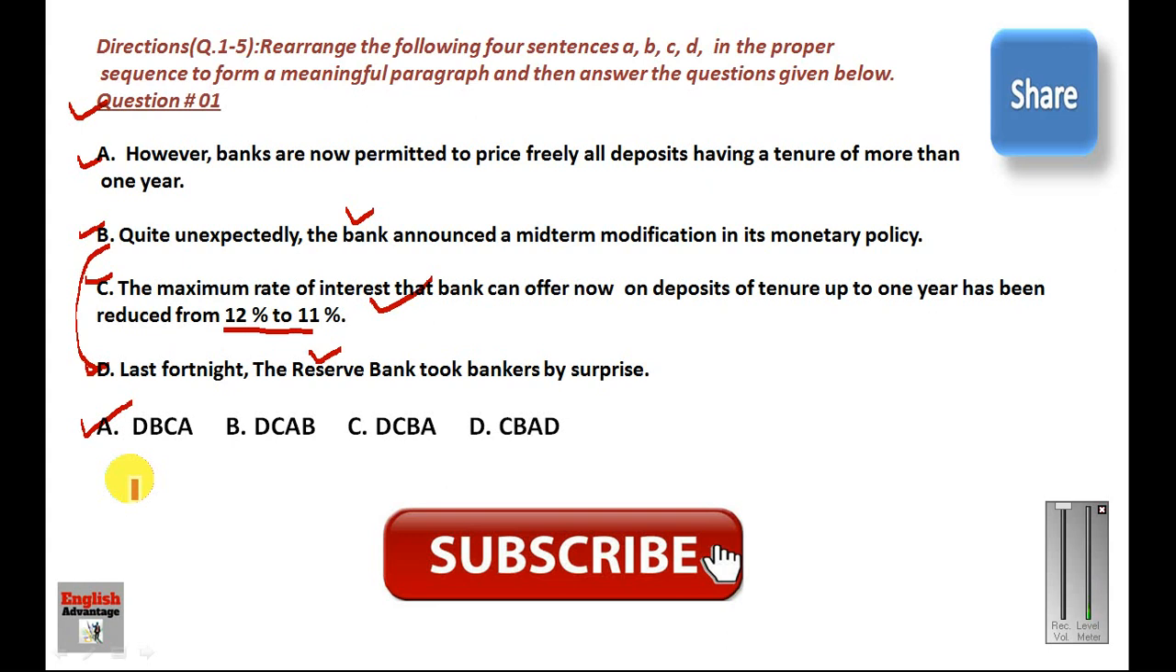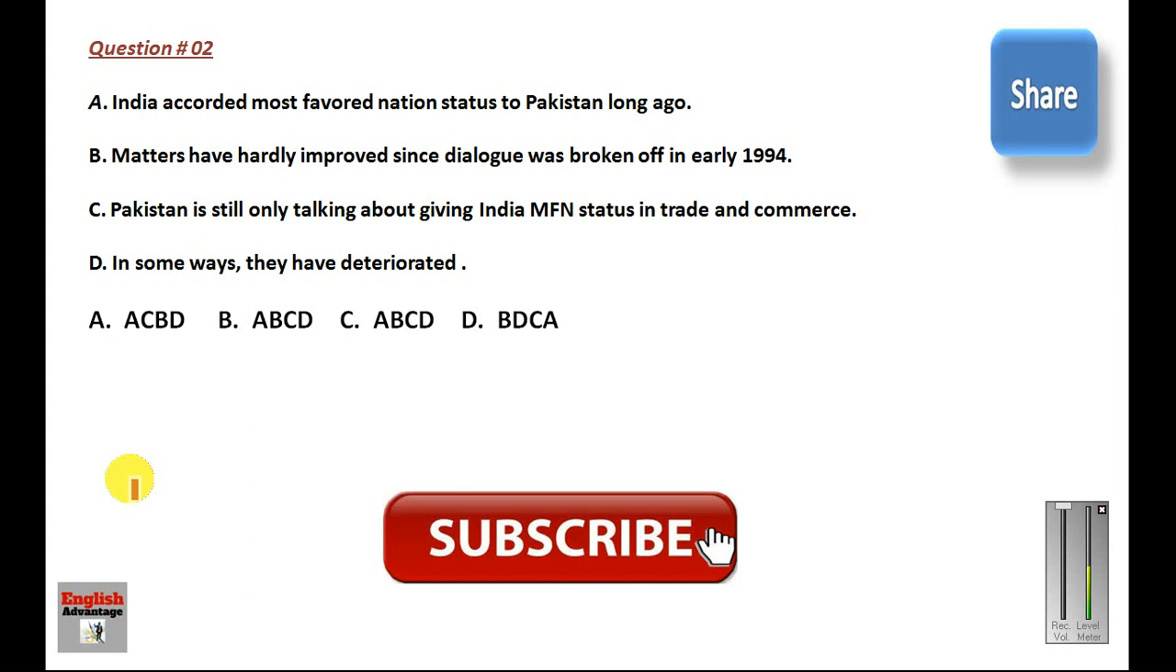Now let us move on to the next question. This is question number 2. All questions are very important. All questions have been taken from the last year question paper. Just see here, these are the 4 sentences. India accorded most favored nation status to Pakistan long ago. Matters have hardly improved since. Just see here, Pakistan is still in some ways.